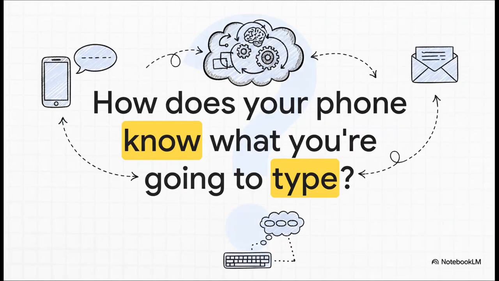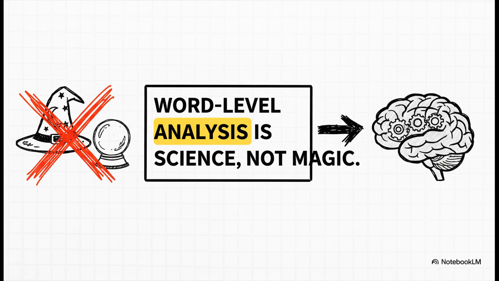I mean, it all really starts with this one question that, let's be honest, we've all asked ourselves at some point. How on earth does my phone know what I'm about to type? It feels like magic. But the answer isn't some kind of digital mind reading. It's actually a super fascinating field in computer science called word-level analysis. And we're going to break down exactly how it works piece by piece.